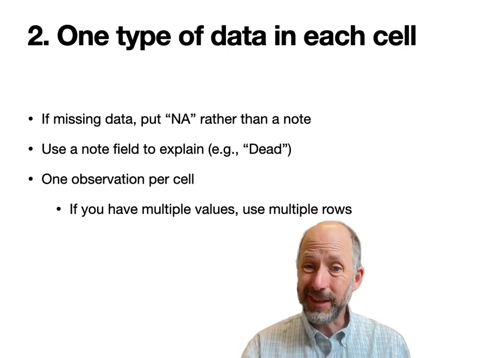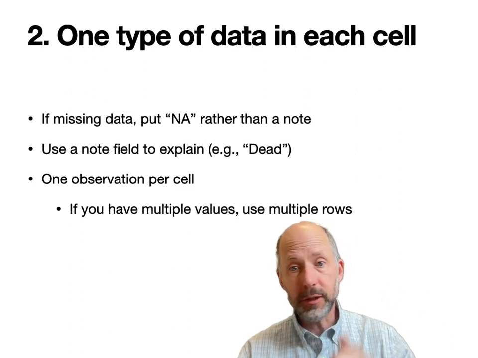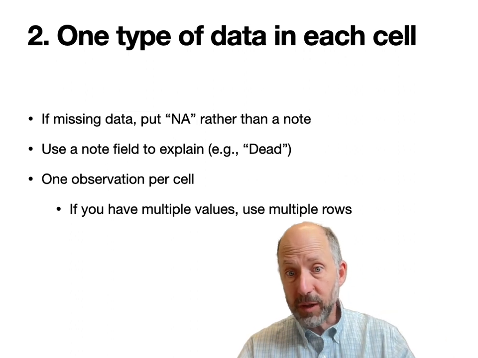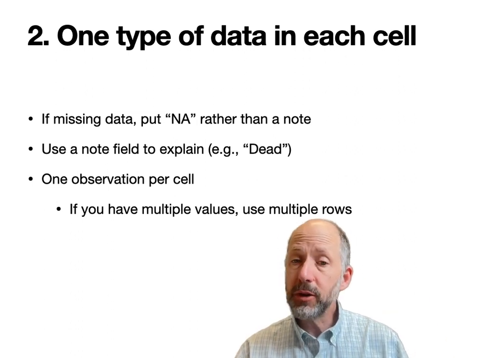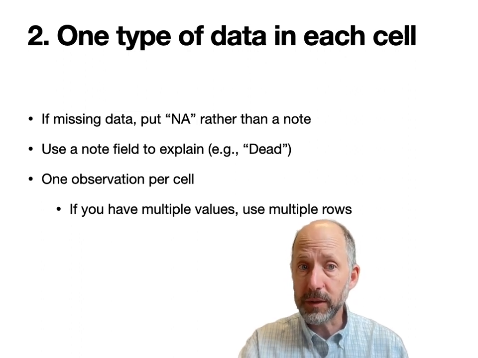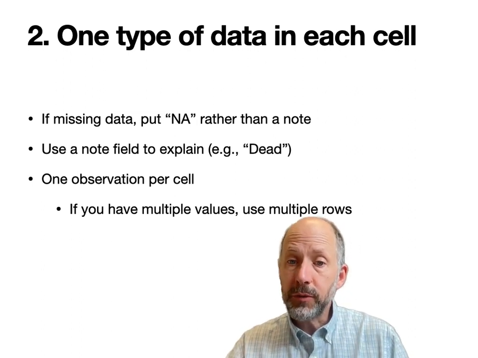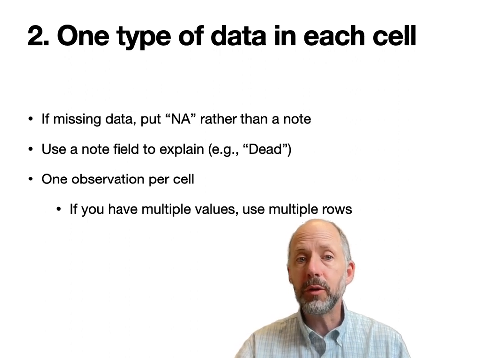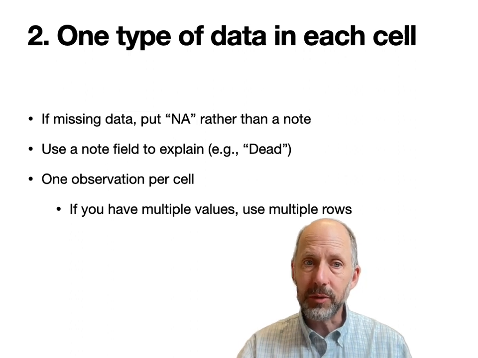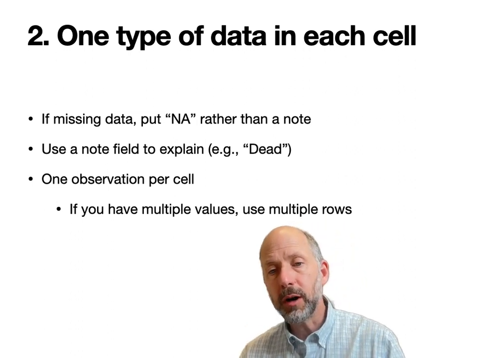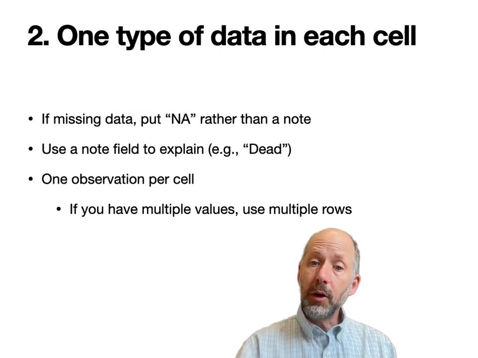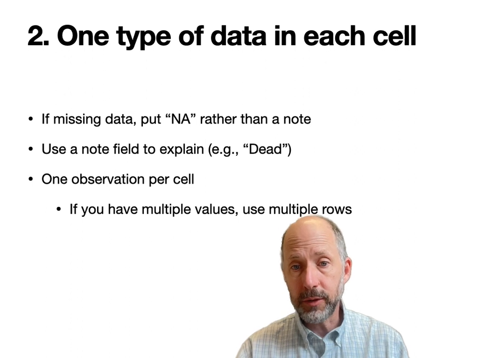So if something's missing, like let's say you're measuring the height of individuals and one of them doesn't show up, or one of your subjects has died, one of your plants has died, whatever you're trying to measure, if something's missing, write NA, because that's okay to put in. NA just means missing. And use the notes field. Have a comment field for those things like, oh, it's dead, this one's sick. Don't mix it up into your actual data fields. That becomes really important later on because of the way that the analysis software is going to interact with your data. Also, only have one observation per cell.